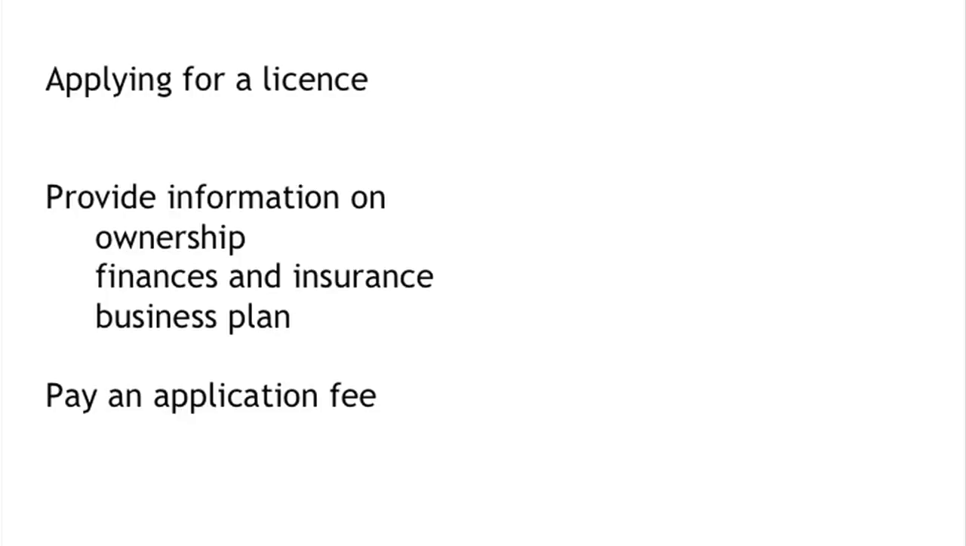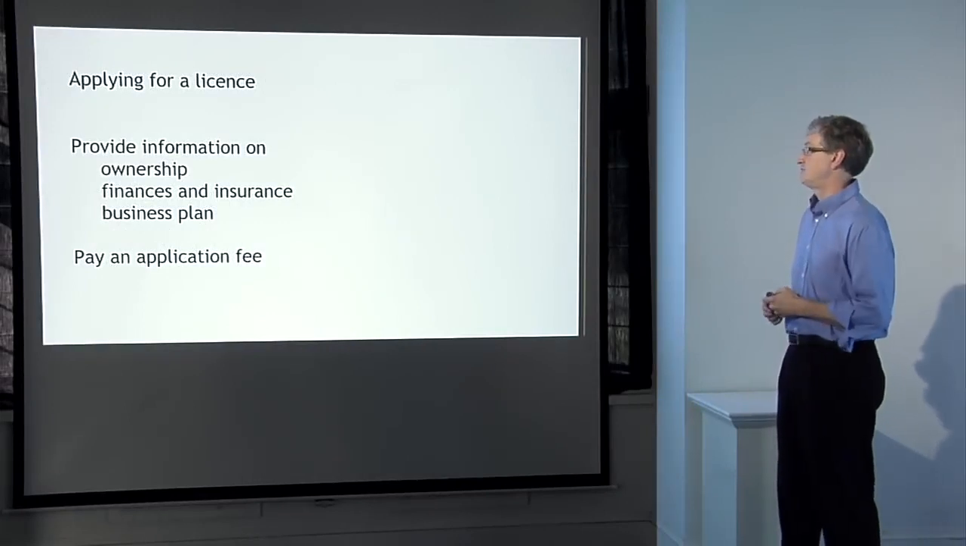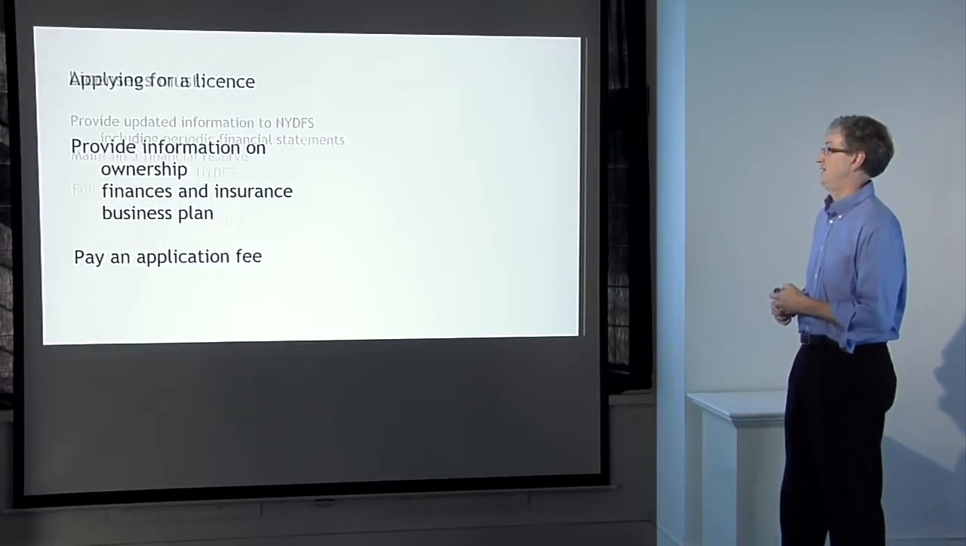You would have to apply for a license. To apply for a license, there's detailed language in the proposed regulation which you can read, but roughly speaking, you have to provide information on the ownership of your enterprise, on your finances and insurance, on your business plan, generally to allow the Department of Financial Services to know who you are, how well backed you are, where your money comes from, and what you're planning to do. You have to pay an application fee.